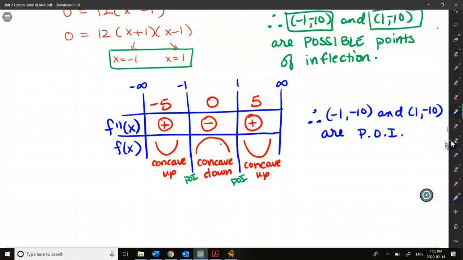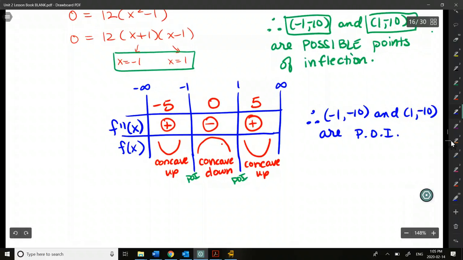What if it goes negative, negative, positive? Yeah, so if it goes negative, negative, positive, the first one would not be a point of inflection. And then the one where it goes from negative to positive, that would be a point of inflection.